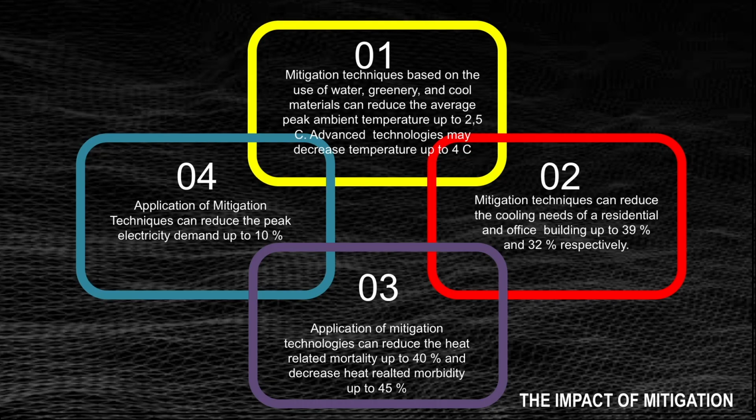With the actual development of mitigation technologies, we are able to decrease temperature up to 2-3 degrees, and in the near future, up to 4 degrees. We are able to decrease the energy consumption up to 40%. We're able to decrease heat-related mortality up to 40%. And at the same time, we're able to decrease peak electricity demand by 10%. Is this something that will happen in the future? No. It happens actually in more than 400 cities around the world with real applications.